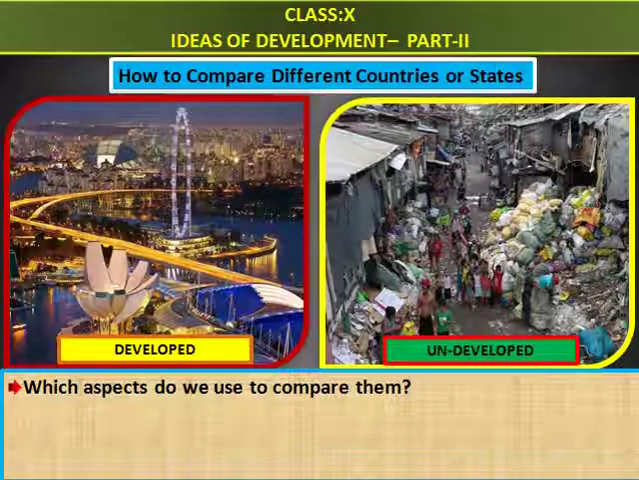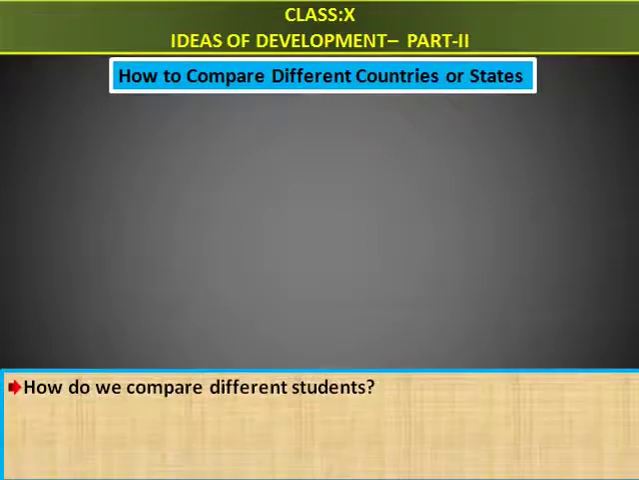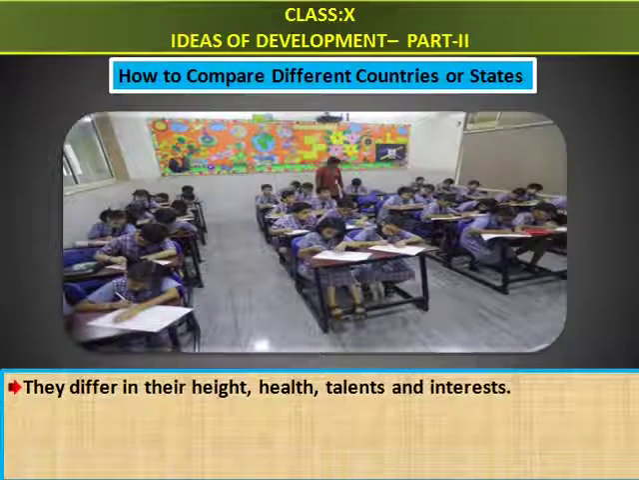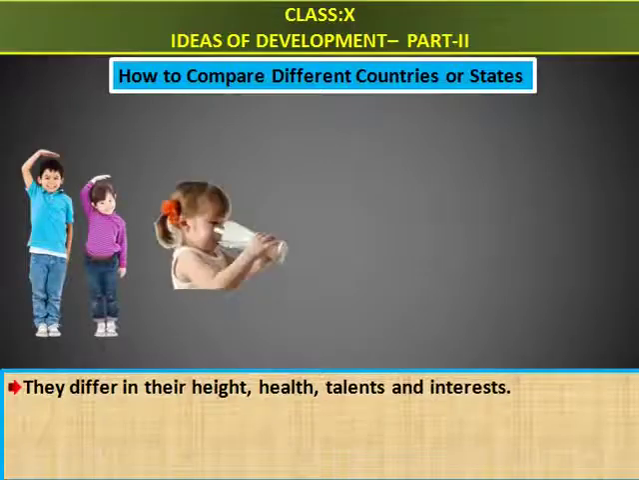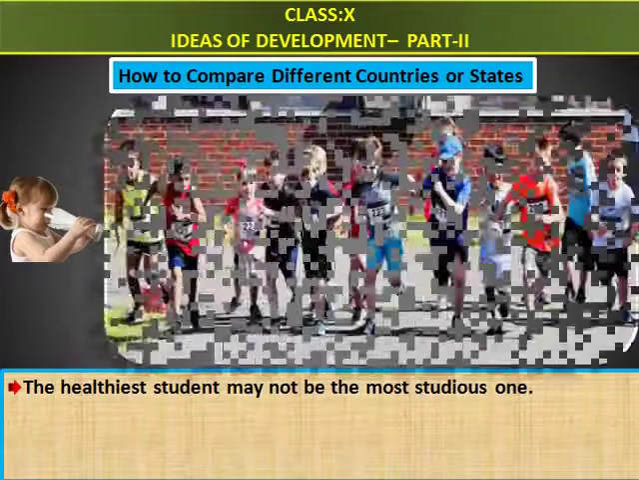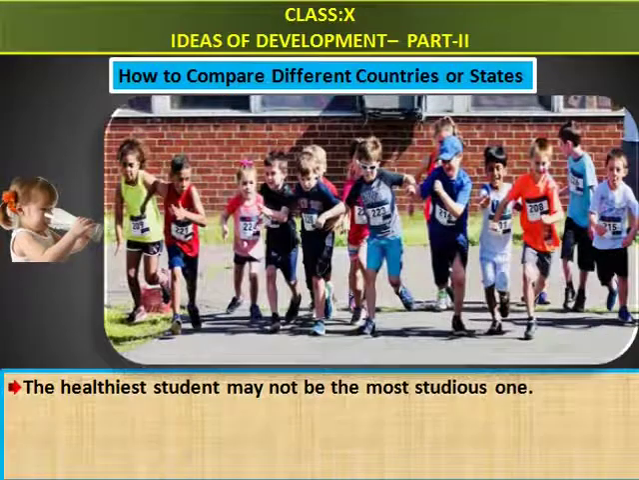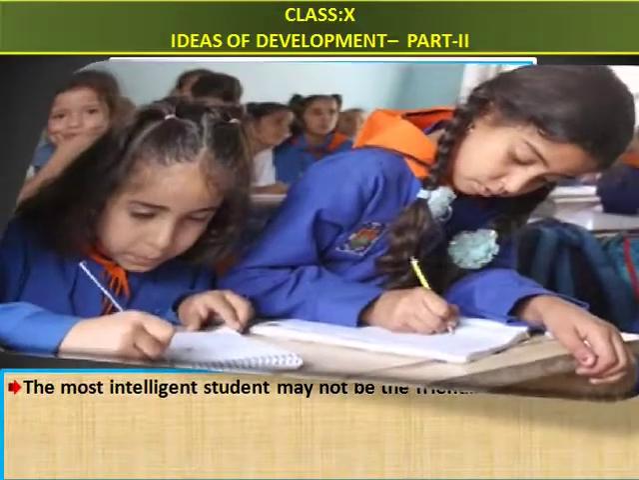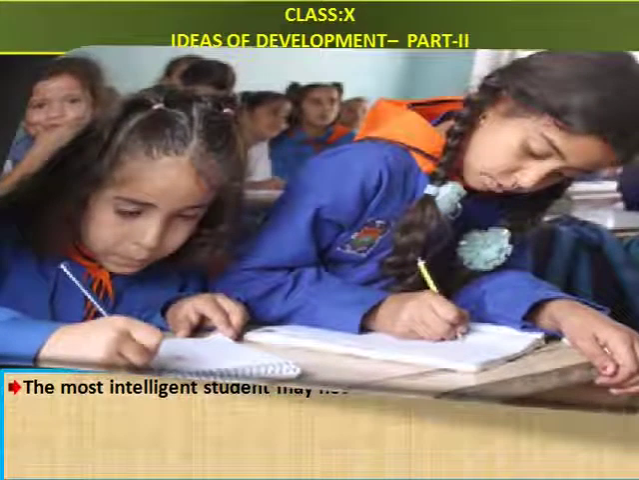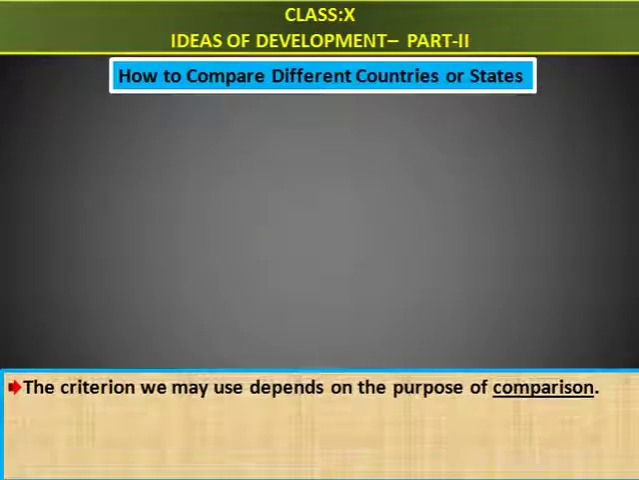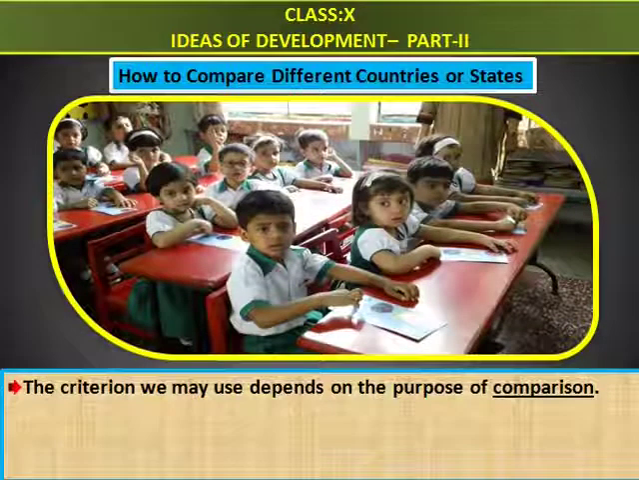Let us take this example. How do we compare different students? They differ in their height, health, talents, and interests. The healthiest student may not be the most studious one. The most intelligent student may not be the friendliest one. So, how do we compare the students? The criterion we may use depends on the purpose of comparison.